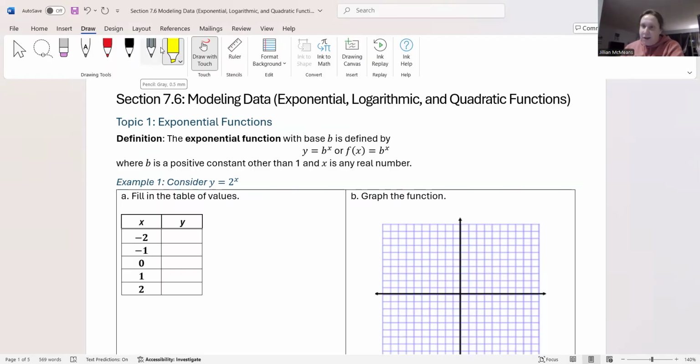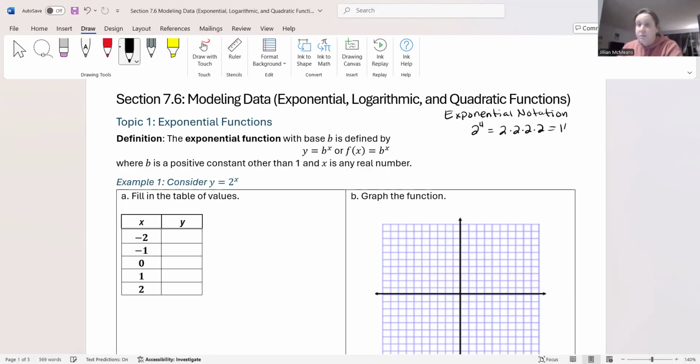So okay. Before we dive into the actual definition of an exponential function, I should probably dive into exponential notation, just as a quick reminder. When you're dealing with exponential notation, we could have something like 2 to the fourth. Exponential notation is shorthand for repeated multiplication. So if I write 2 to the fourth, that really means take 2, multiply it by itself 4 times. So we would get 16.